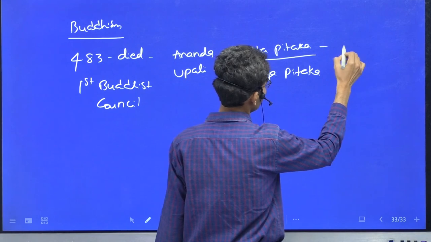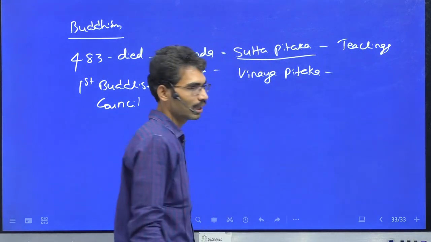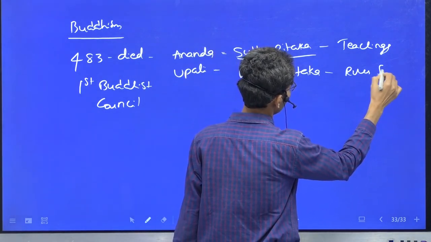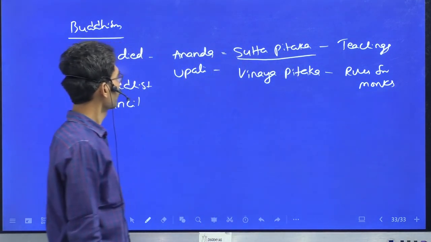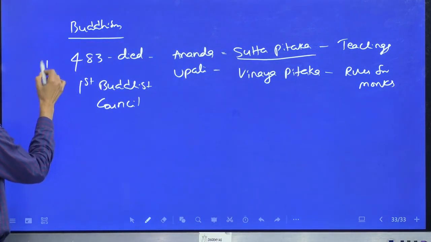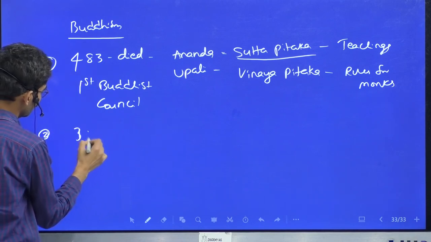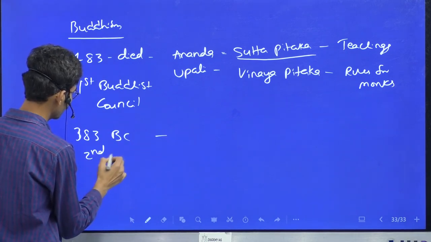Sutta Pitaka means the Buddha's teachings. Vinaya Pitaka means the rules for monks. This is 483 when he died. After 100 years, in 383 BC, the second Buddhist council was held.